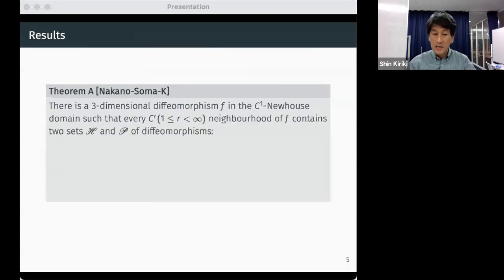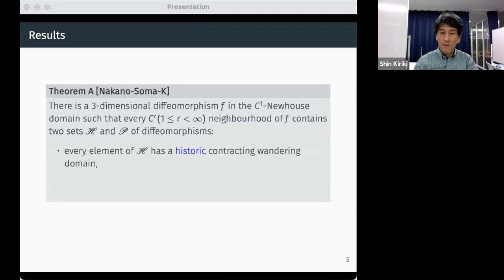Anyway, we have a three-dimensional diffeomorphism F such that every C^r neighborhood of F, where r is any integer at least one, but not infinity, contains two sets H and P of diffeomorphisms with the following conditions. One, every diffeomorphism belonging to the set H has a historic contracting wandering domain.